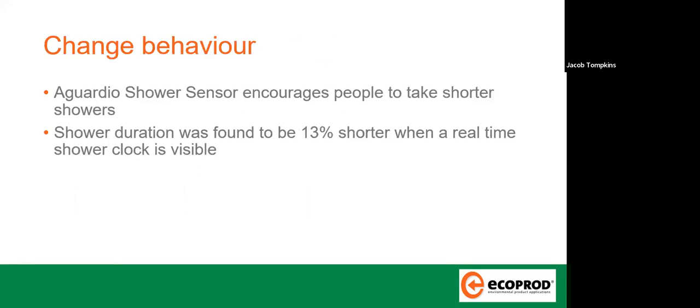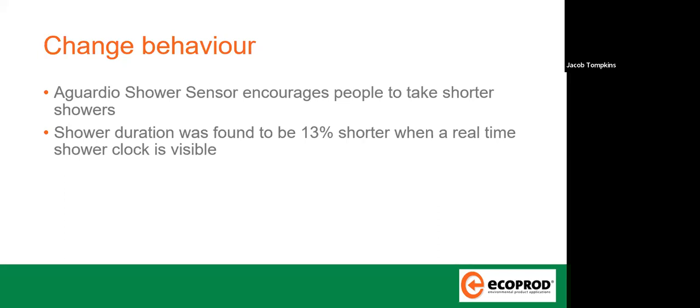Behavior change. So we talked earlier about the importance of behavior change. One of the most interesting ways of saving water is what we call facilitated behavior change. So Aguadio also have a shower sensor that gives people an idea of how long they're spending in the shower. And it's been shown that those simple prompts that help change behavior can, again, save water 13%.